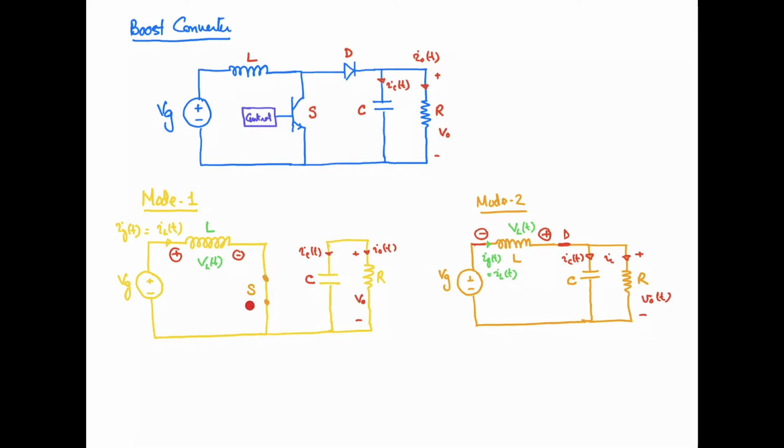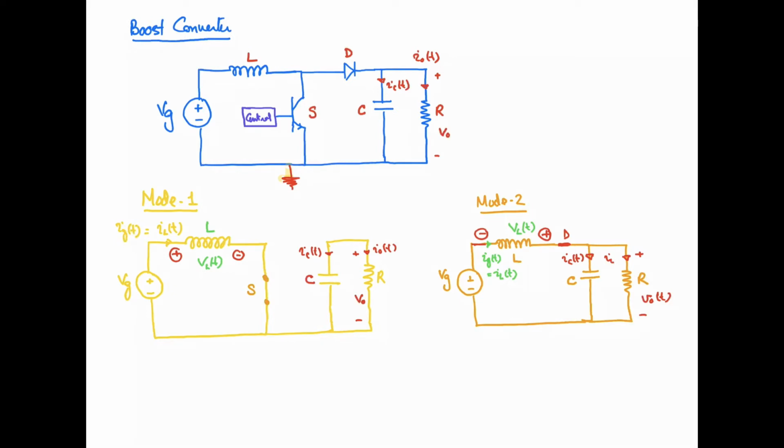So considering it an ideal switch, this terminal of the inductor is connected with the reference point or the ground. So we are going to consider that this is the reference point, right? So the equivalent circuit when your switch is in the on state will look like this, where your switch is connecting this terminal with the reference point. Now in this case I can say this inductor is in parallel to the source, and the inductor current IL of t will be equal to IG of t, where IG is the input current.